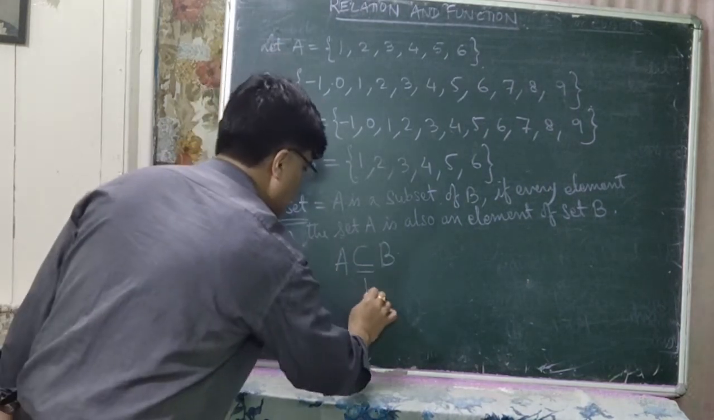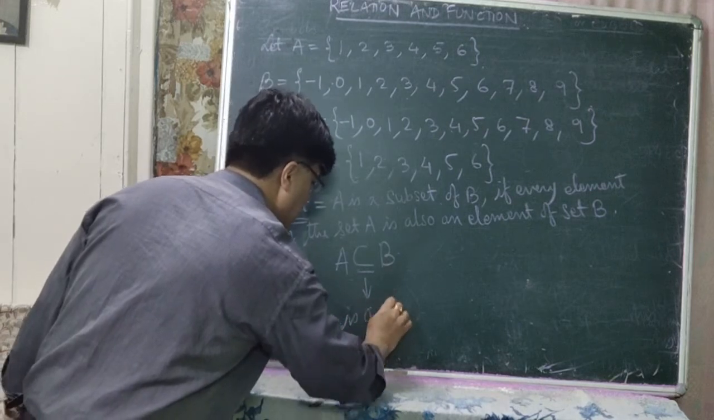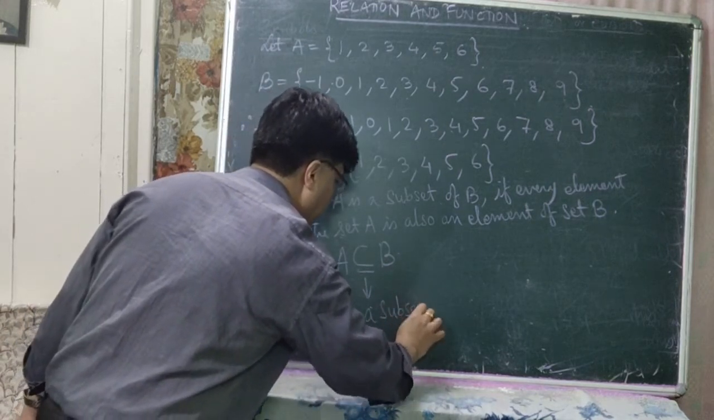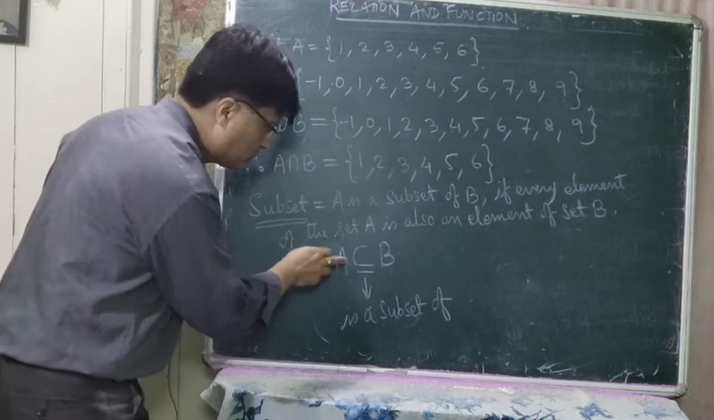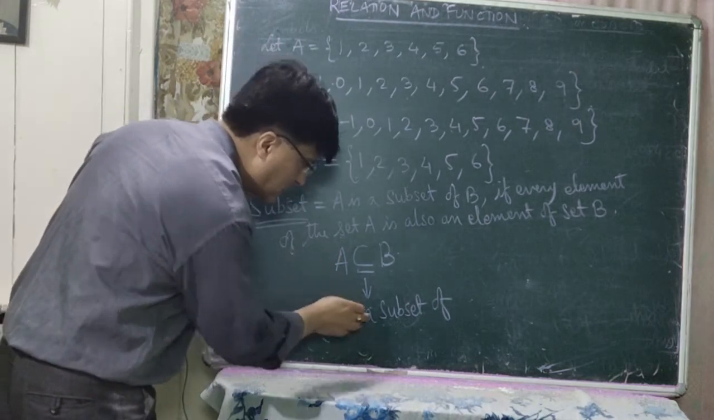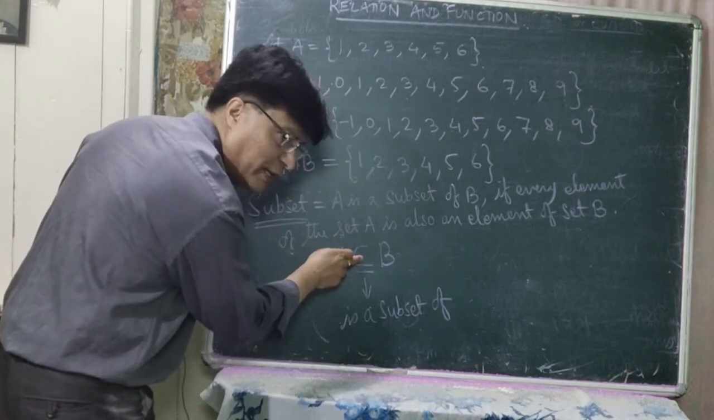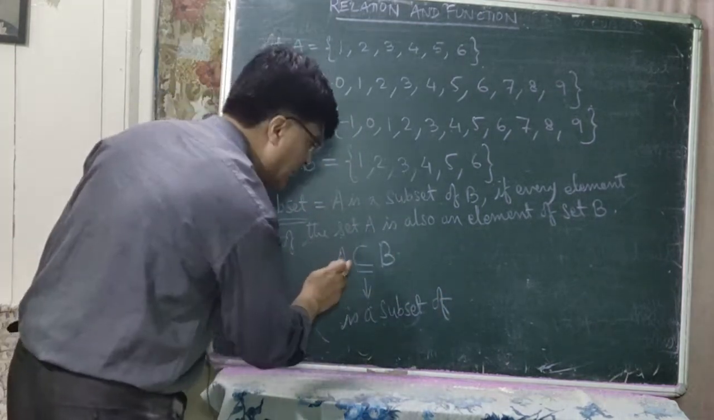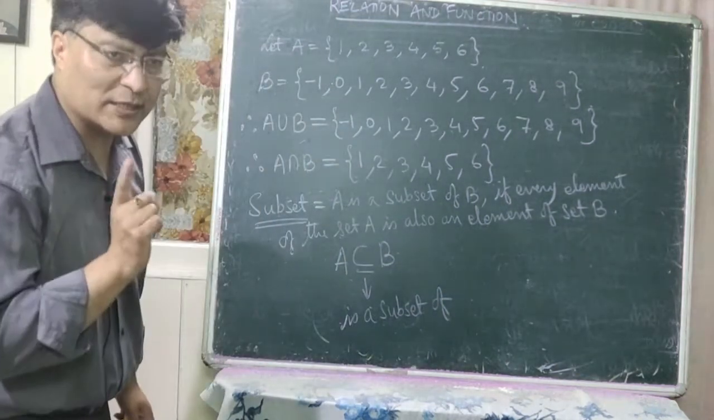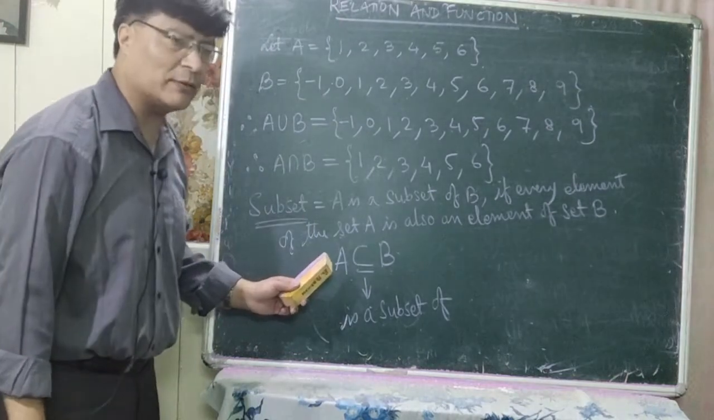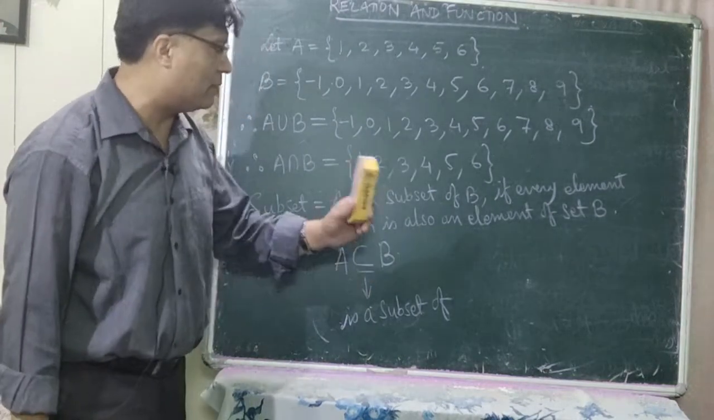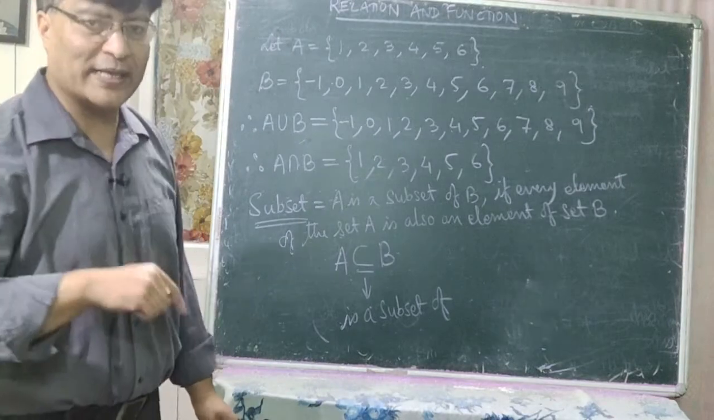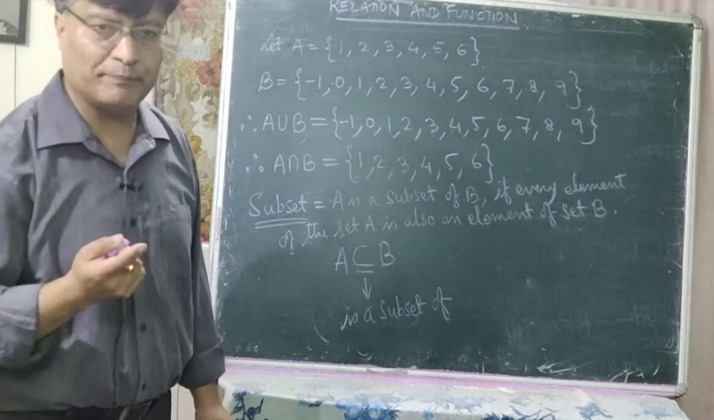You say A is a subset of B. The meaning of the symbol is "is a subset of." A is a subset of B. So what is this meaning? Every element of the set A is also an element of the set B. So we can say that A is a subset of B.